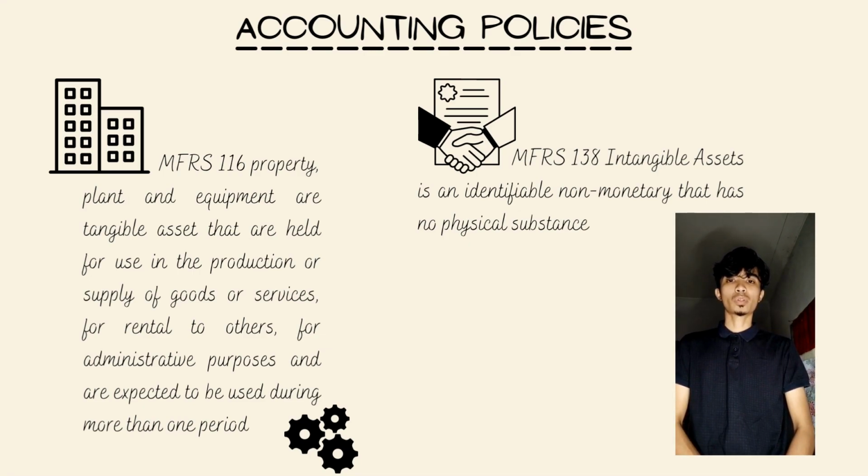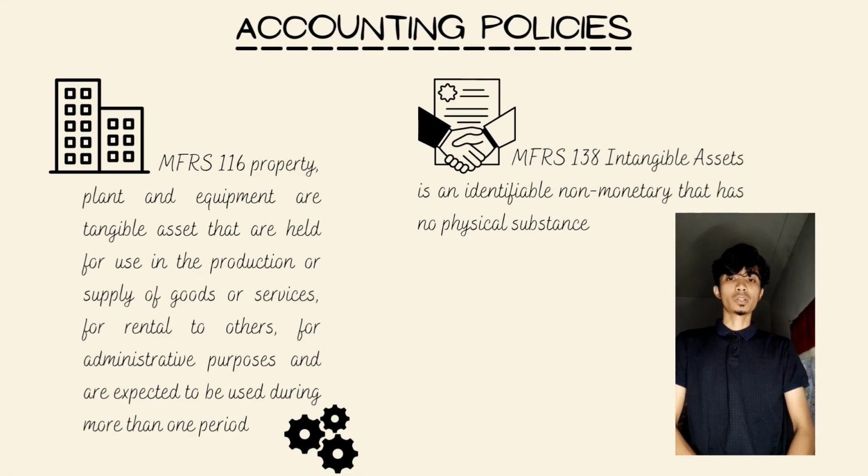So the second accounting policy, MFRS 138, intangible asset. An intangible asset is an identifiable non-monetary asset that has no physical substance. In Sunway Berhad, all intangible assets are initially measured at cost. After initial recognition, intangible assets are carried at cost, less any accumulated amortization and accumulated impairment losses. Intangible assets with finite life are amortized on a straight line basis over the estimated economic useful life.